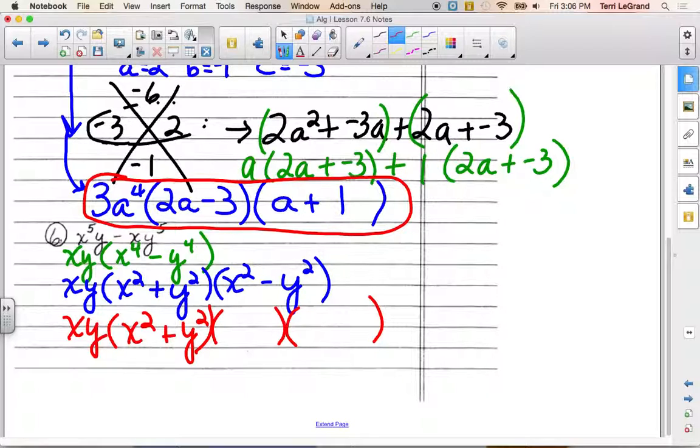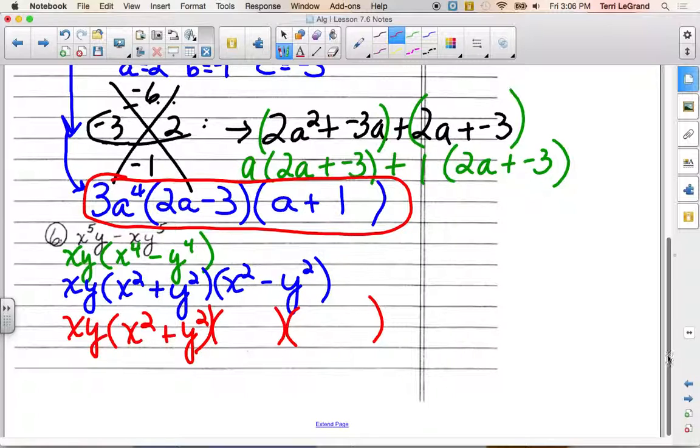X to the fourth minus y to the fourth, what is that? Difference of two squares. That becomes x squared plus y squared times x squared minus y squared. Do you agree with me? And then I say, oh self, there's a binomial there with subtraction. Can I factor that? It's the difference of two squares again. Huh, I'm still not done.